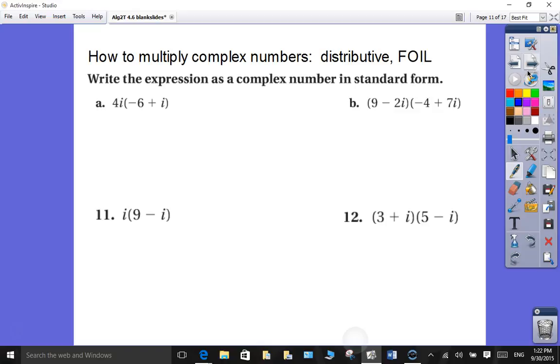Okay, it's distributive property, so I'm going to go 4i times negative 6 and 4i times i. Okay, so watch this. That'll be negative 24i. And what do you get when you multiply 4i times i? 4i squared, right? But what does i squared equal? Negative 1. Remember, i is the square root of negative 1. i squared equals negative 1. So replace the i squared with a negative 1.